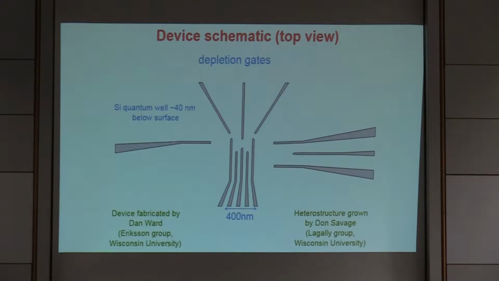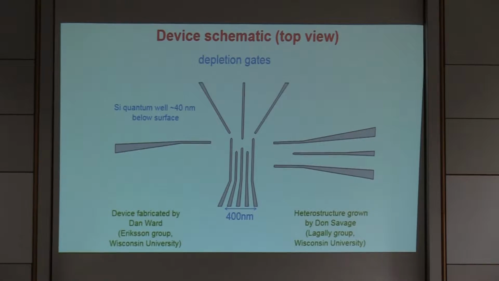So let me just briefly guide you through the structure, because from a fabrication point of view it is a bit more complicated than the equivalent structure on gallium arsenide, because our starting point is an undoped silicon germanium heterostructure grown by Lagali's group at Wisconsin University. Why undoped? Because the community understood, after the work from HR group, that using an undoped structure you gain a lot in terms of stability. So we start with this undoped structure.